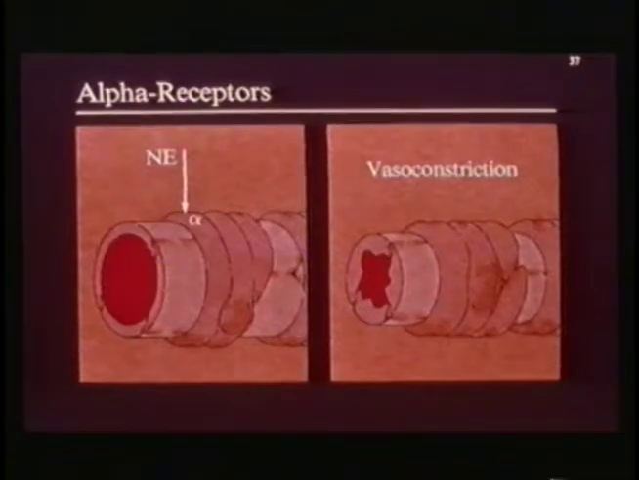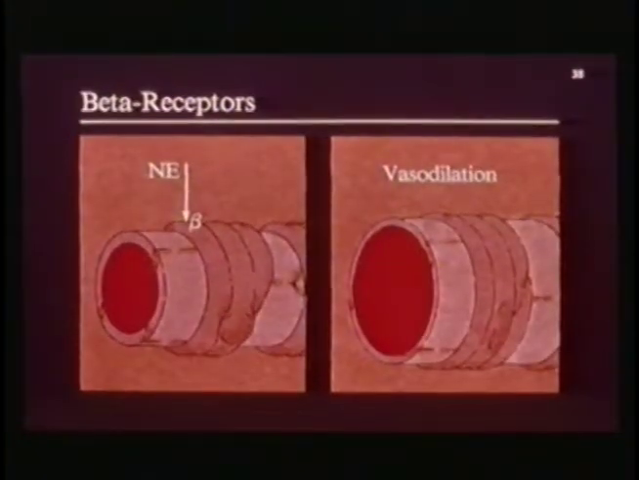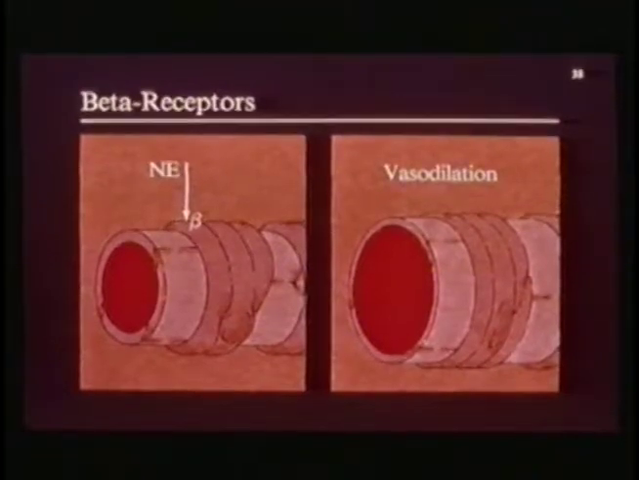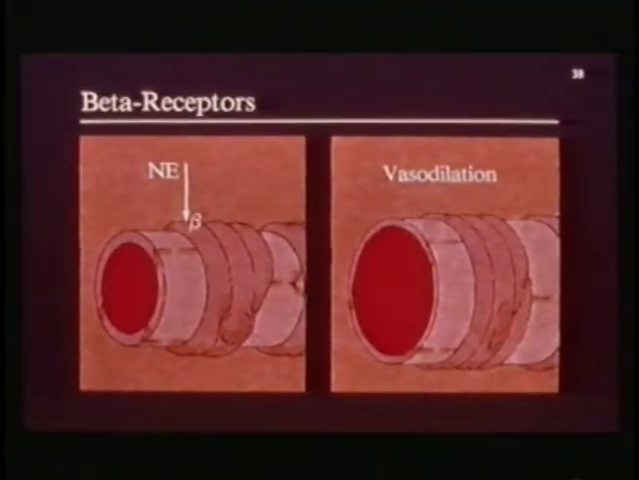37. When alpha receptors are stimulated by the release of norepinephrine, they cause the vascular smooth muscle to contract, constricting the vessel. 38. Stimulation of beta receptors causes relaxation of vascular smooth muscle and vasodilation. This effect is normally overshadowed by the predominant effect of norepinephrine on the alpha receptors. When the alpha receptors are blocked pharmacologically, however, norepinephrine may cause vasodilation by beta receptor activation.